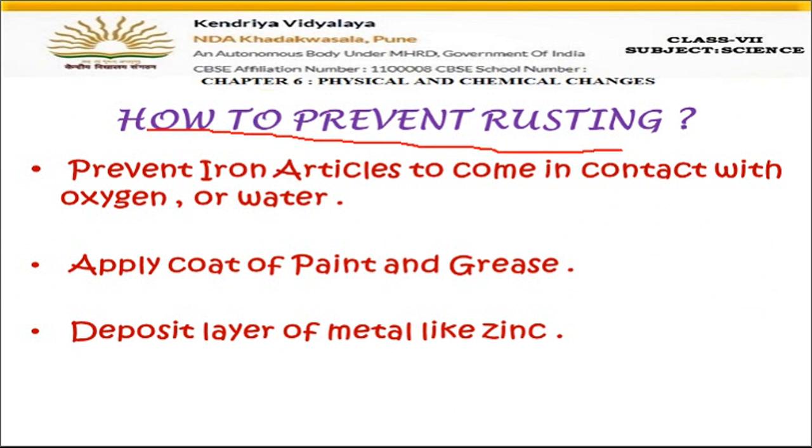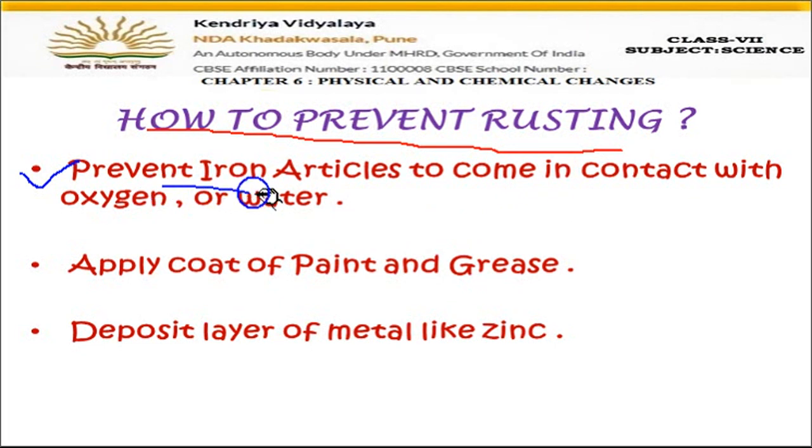save the iron objects. Once rusting is formed, the iron object looks very dirty, right? It looks very dirty and we cannot use it. So how to prevent rusting? How to stop rusting? So the first one is to prevent iron articles from coming in contact with oxygen or water.